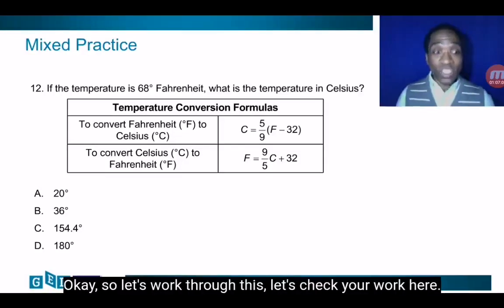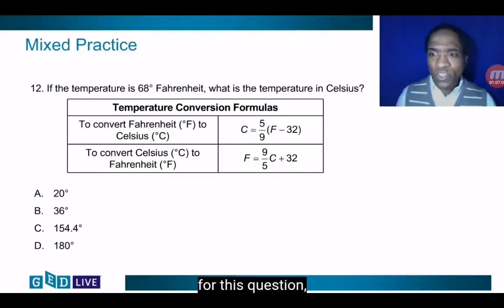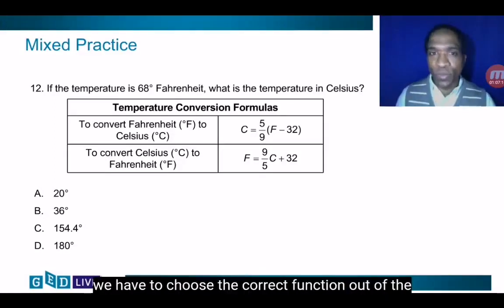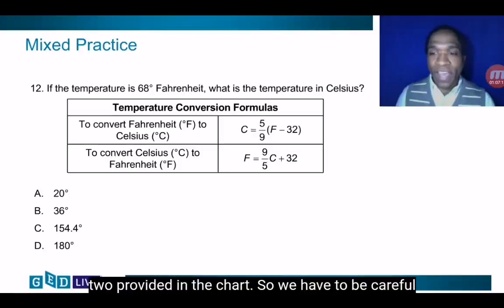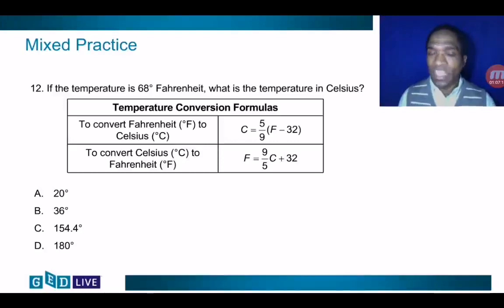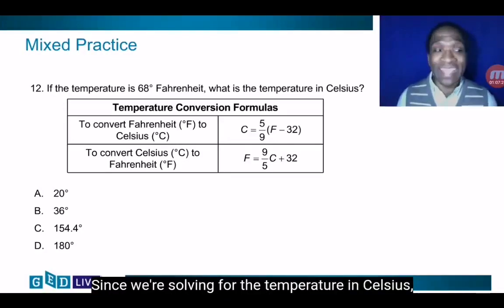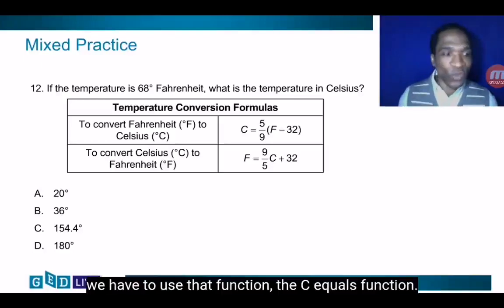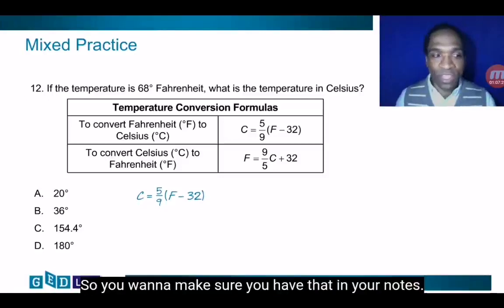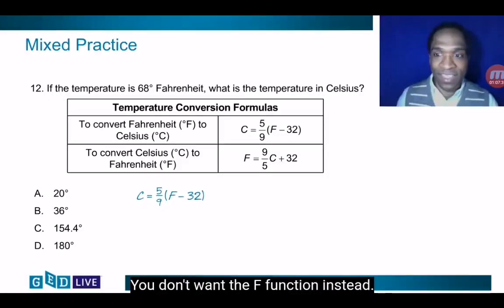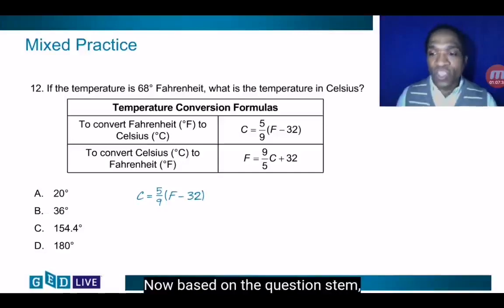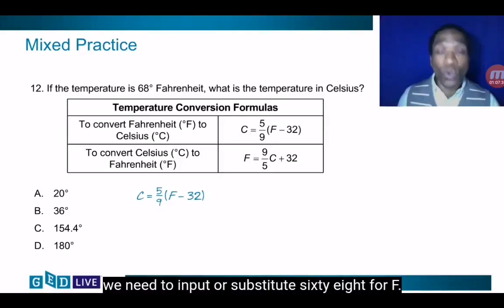Okay, so let's work through this. Let's check your work here. Now, for this question, we have to choose the correct function out of the two provided in the chart. So we have to be careful there. We don't want to choose the wrong one. Now, since we're solving for the temperature in Celsius, we have to use that function, the C equals function. So you want to make sure you have that in your notes. You don't want the F function instead. Now, based on the question stem, we need to input or substitute 68 for F.